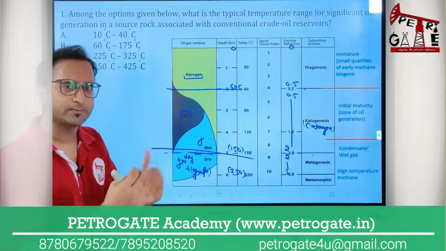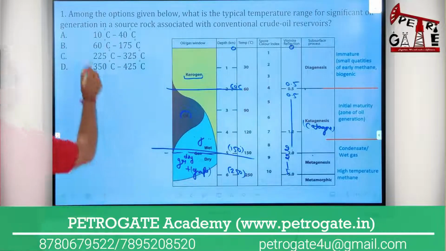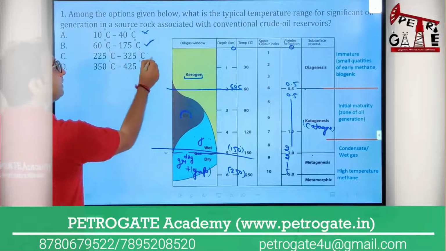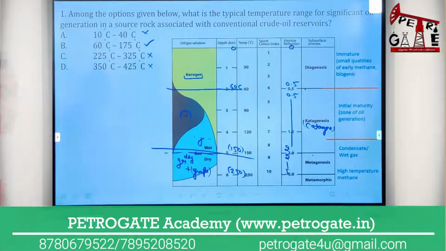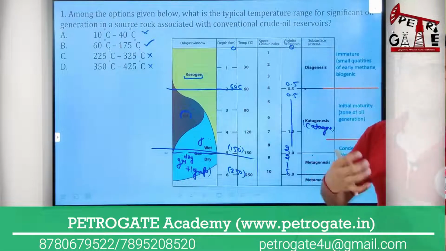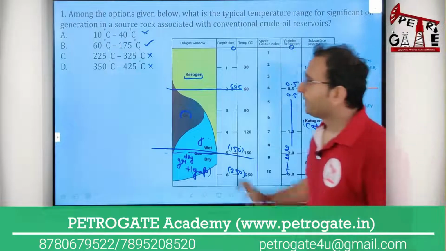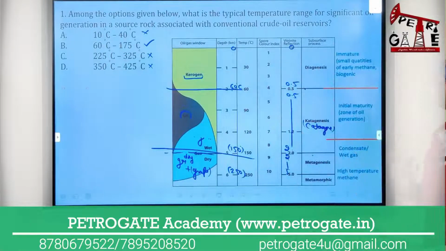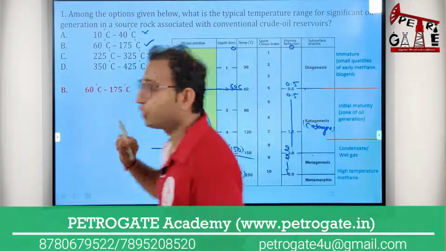Only this plus minus little bit will be there, no problem. So this will be your wrong answer, this will be your right answer, this will be completely wrong. So this can be the maximum possible answer, because in different books you will see different temperature ranges. But this will be your maximum possible answer. So the right answer is 60 degrees to 175 degrees. This is your oil window temperature.